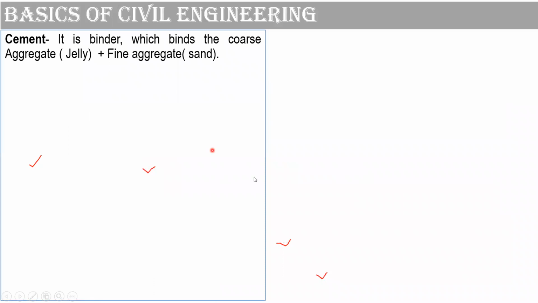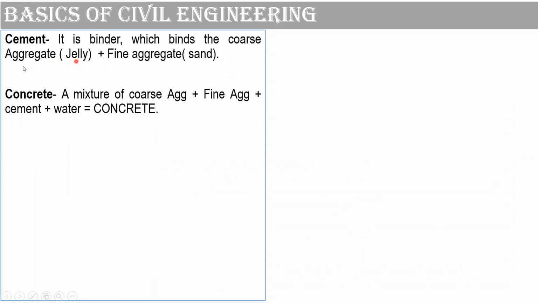we'll quickly try to understand the basics of civil engineering before we understand what is concrete technology. We all know what is cement, right? So it is a binder which binds the coarse aggregate, that is we call it as jelly, and the fine aggregate, that is called as sand. Then coming to the concrete, again it's a mixture of coarse aggregate, the fine aggregate, and the cement. And if you add water to that entire mixture, what you're going to get, we call it as a concrete, right?